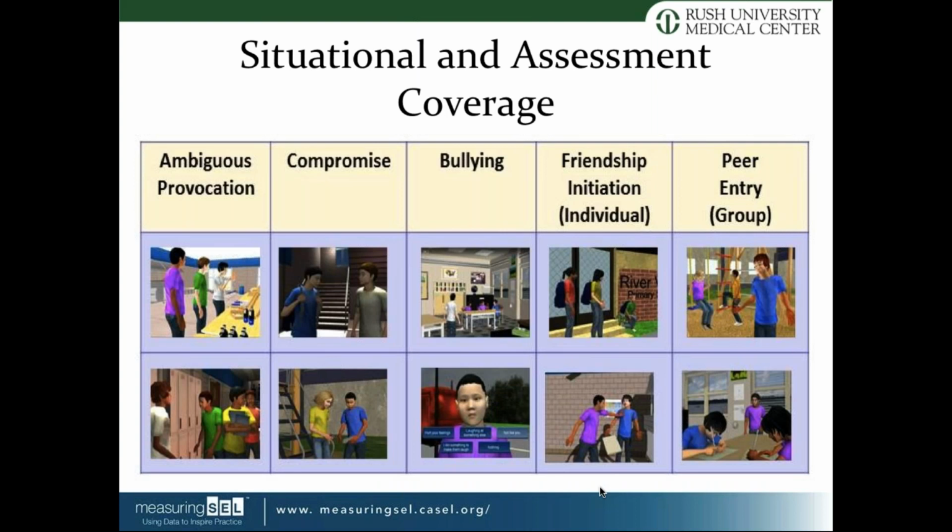The program has 10 scenarios that take place in various locations at school, including the cafeteria, the hallway, the classroom, the playground, and in front of the school. Social situations include ambiguous provocation, compromise, bullying, friendship initiation, and peer entry into a group. Children encounter 2 of each situational category and location throughout the program.